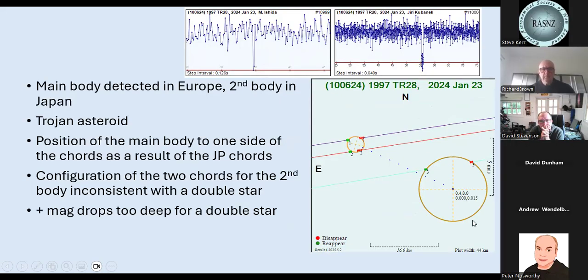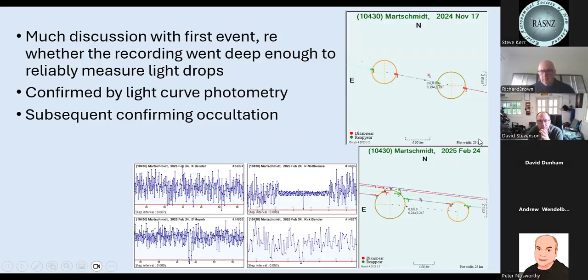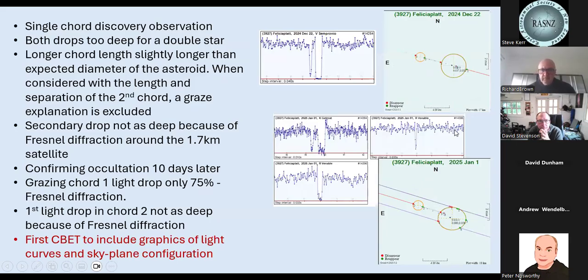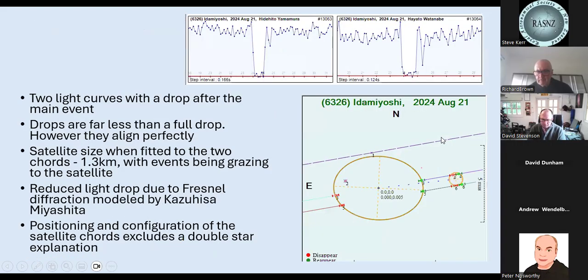That one's straightforward. Single chords there. You couldn't put that on the other side of there because of those 2 chords, which helped exclude an elongate asteroid, and it was well defined by 2 chords. I'll skip through a couple of these, given the short time. Yeah, single chord there, and yeah, subsequent observation there.